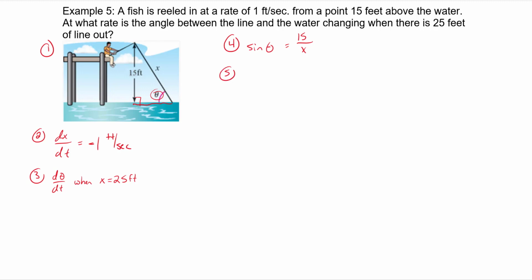So now let's differentiate. The derivative of sine theta with respect to time is going to be cosine theta dθ/dt equals, and if you think about 15 over x, it's 15x to the negative first power. Differentiate that, and you're going to get negative 15 over x squared dx/dt.